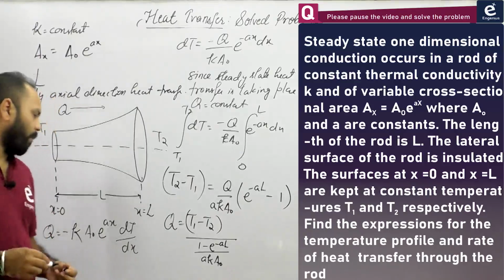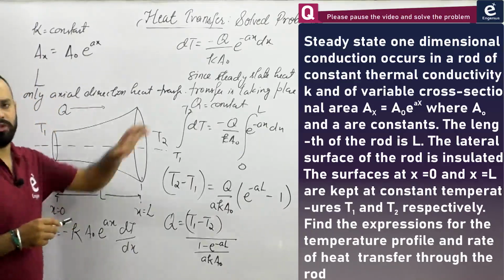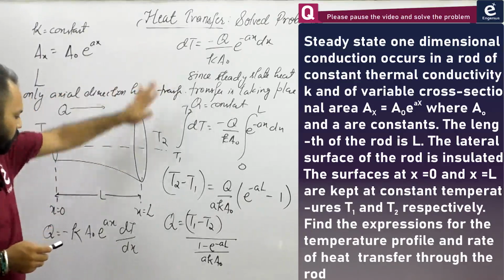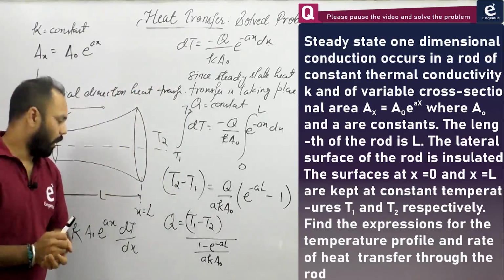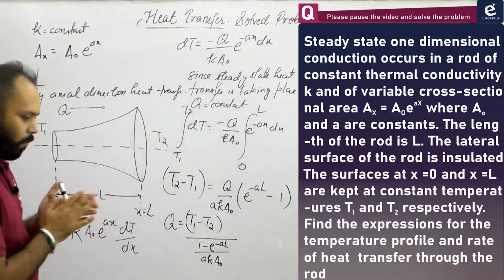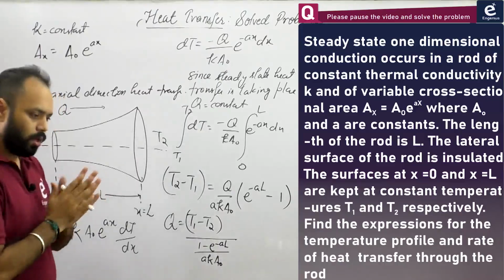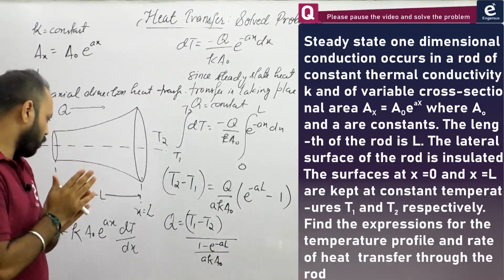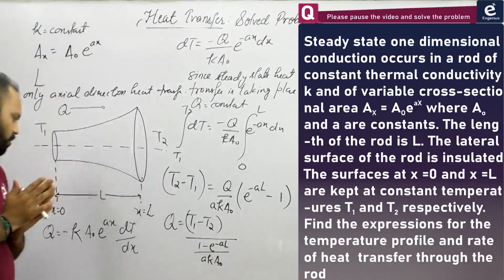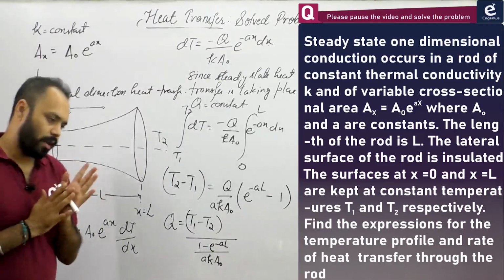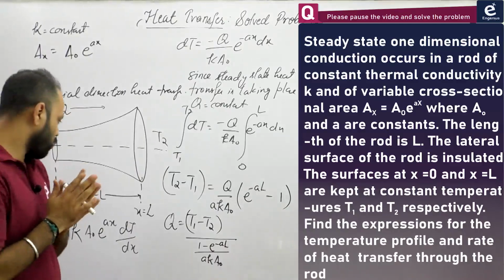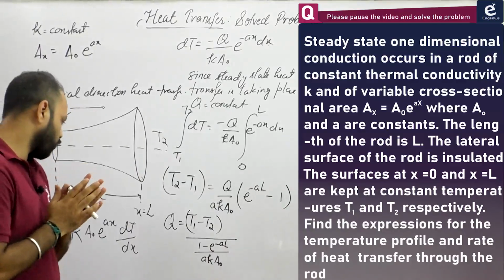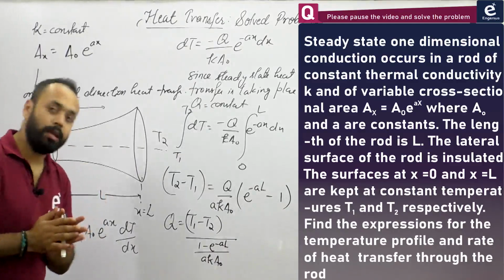You can see that in the capital Q, I have already assumed that capital Q is constant because this is steady state heat transfer. All the terms are constant terms. And I have tried to write Q as T1 minus T2, the driving force, divided by some kind of resistance. And the resistance can be written as 1 minus e raised to the power minus aL divided by a K A naught.